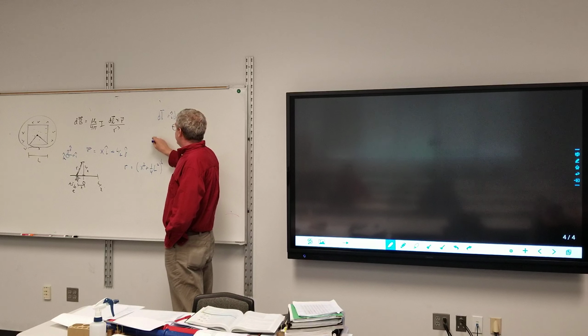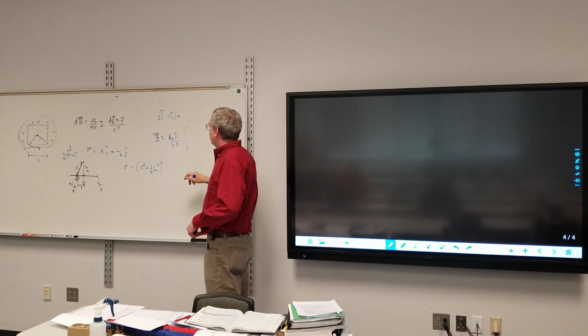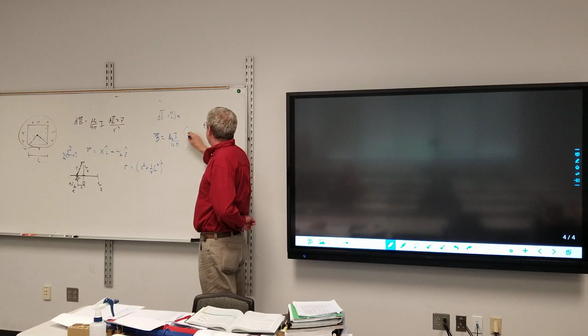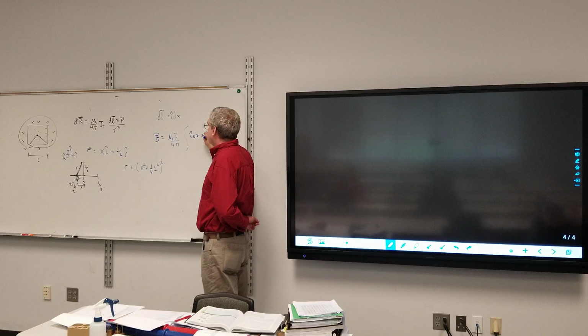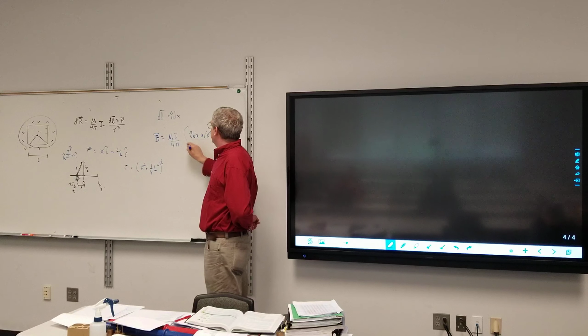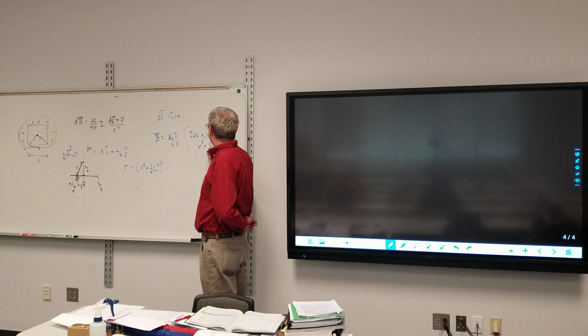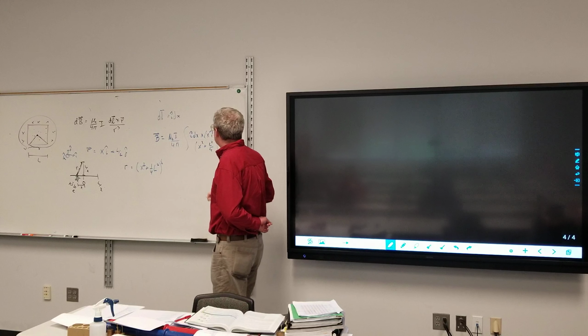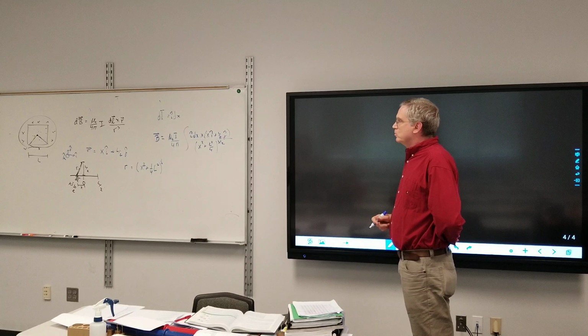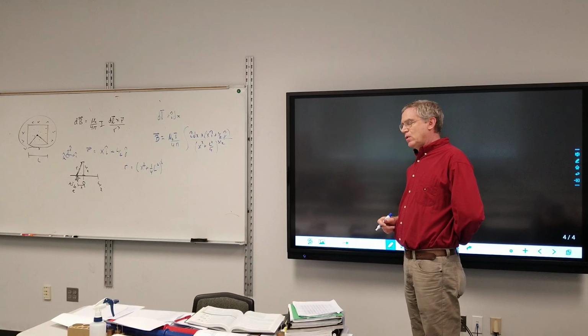So B is going to be the integral of this. So mu naught I over 4 pi integral of dL cross R. So that's i hat dx cross x i hat plus L over 2 j hat, over R cubed: x squared plus L squared over 4 to the 3/2. Questions at this point?